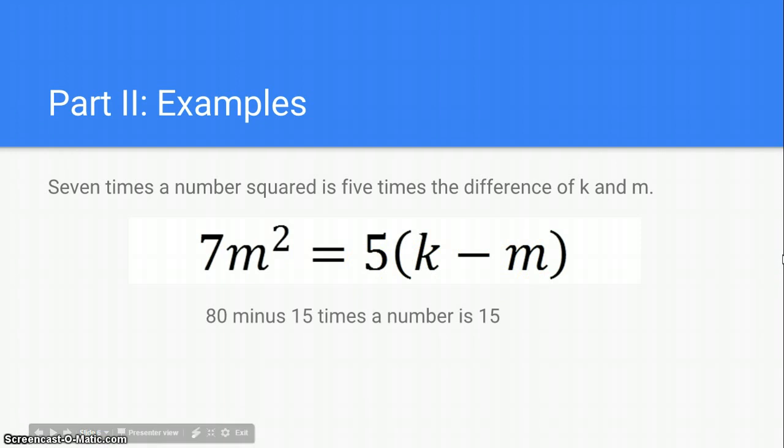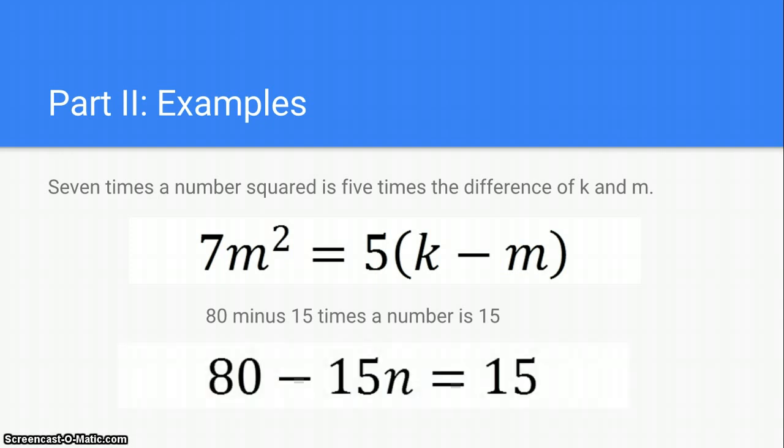For our next example, we have 80 minus 15 times a number is 15. Take a moment, take your own shot at it. And we should get 80 minus 15n equals 15. 80 minus 15 times a number is 15. Okay. Now what's nice about these problems is we do have a clear, concrete answer. So this is what it should look like. There's not much room for interpretation on these sorts of problems.